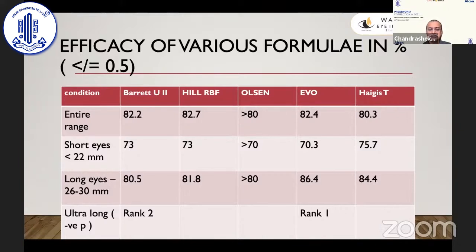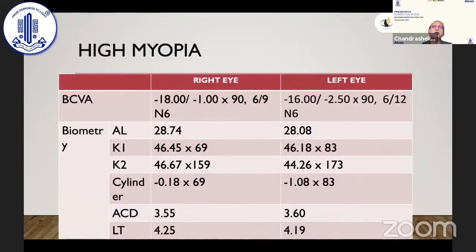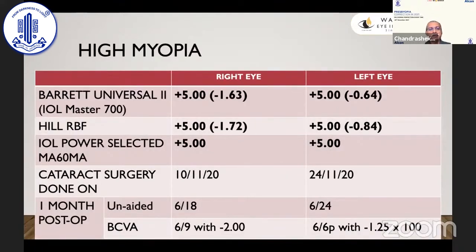So what it tells us is that ultimately we have to calculate by multiple choices and go for the average with bias towards Barrett. Now this is one case, minus 18 diopters in the right eye and minus 16 diopters in the left eye. IOL power suggested was 5 diopters by Hill RBF and Barrett Universal 2. And we implanted a 5 diopter lens, and the patient had the desired result: more myopia in the right eye and less myopia in the left eye, but with a little bit of cylinder.